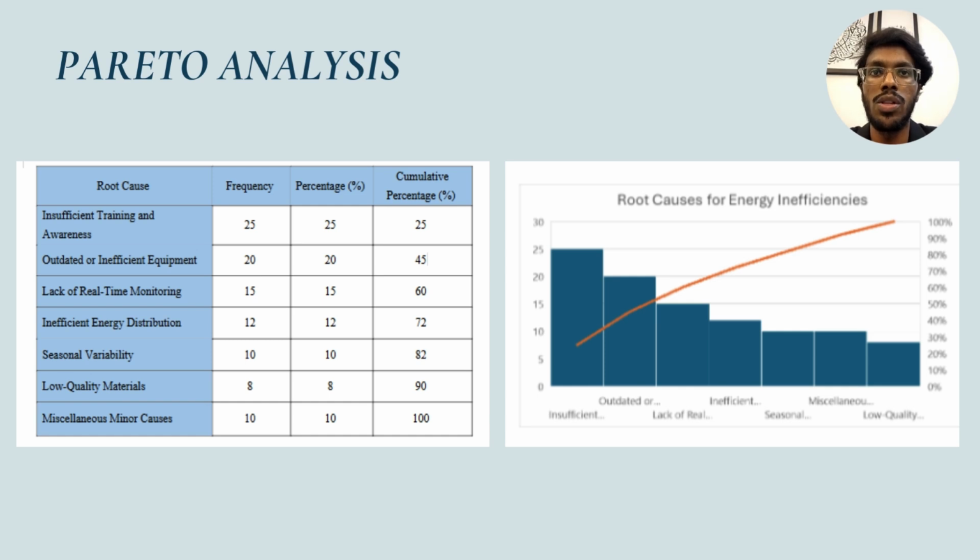These findings underscore the importance of addressing training gaps and updating equipment to mitigate the inefficiency in energy management systems. Comprehensive training programs can enhance staff proficiency in operating and maintaining renewable energy systems, while investment in modern, efficient equipment and real-time monitoring technologies can significantly improve energy efficiency. By targeting these high priority root causes, the university can develop a robust energy management framework that supports long-term sustainability.